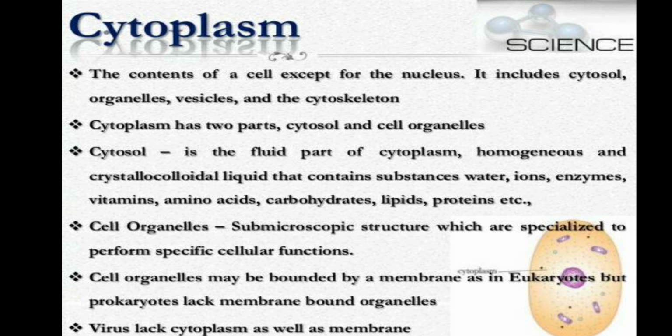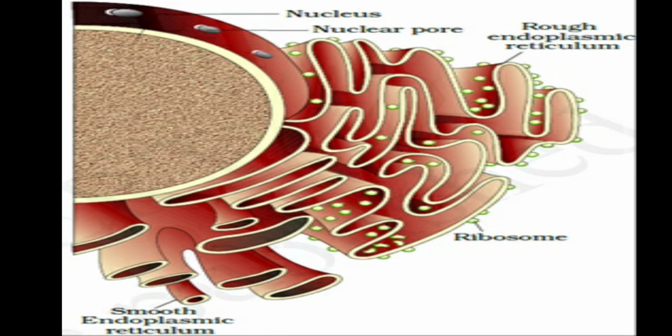Okay. Now basically there are three types of cell organelles: those which are not surrounded by any membrane, those which are surrounded by a single membrane, and those which are surrounded by a double membrane. Viruses do not have cytoplasm and they do not have a membrane.